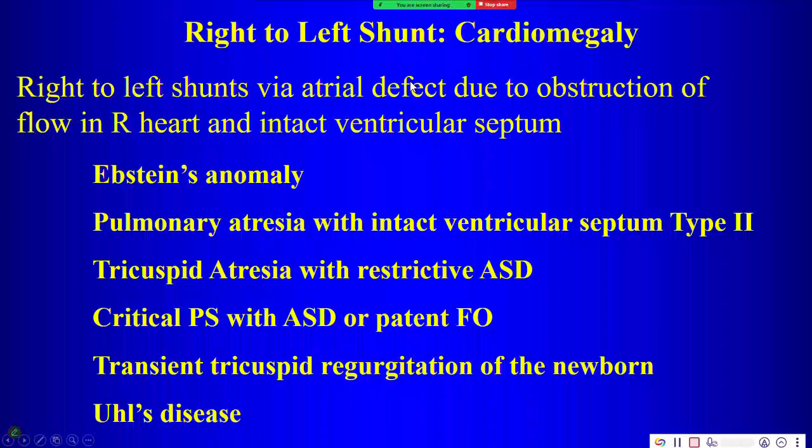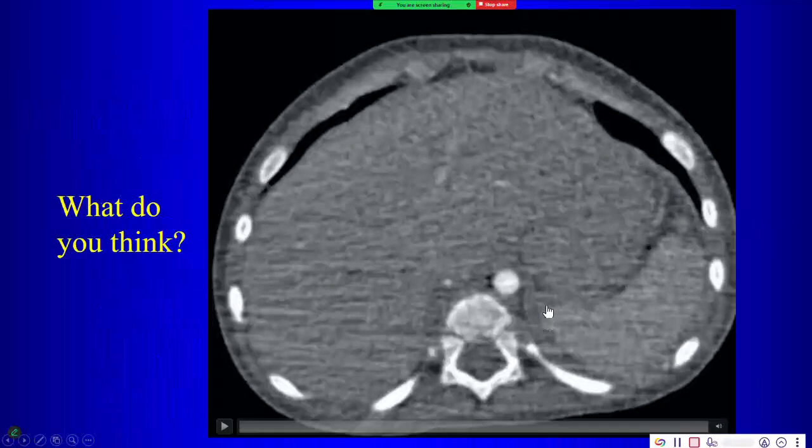On the other hand, if you have right to left shunts with cardiomegaly, here we usually have a right to left shunt via an atrial defect, and there's some obstruction of blood flow in the right heart. The ventricular septum is usually intact, and then the big lesion in this category is Ebstein's. And then there's pulmonary atresia with intact ventricular septum type 2, some variants of tricuspid atresia, and then we'll talk a little bit about the other lesions in this category also.